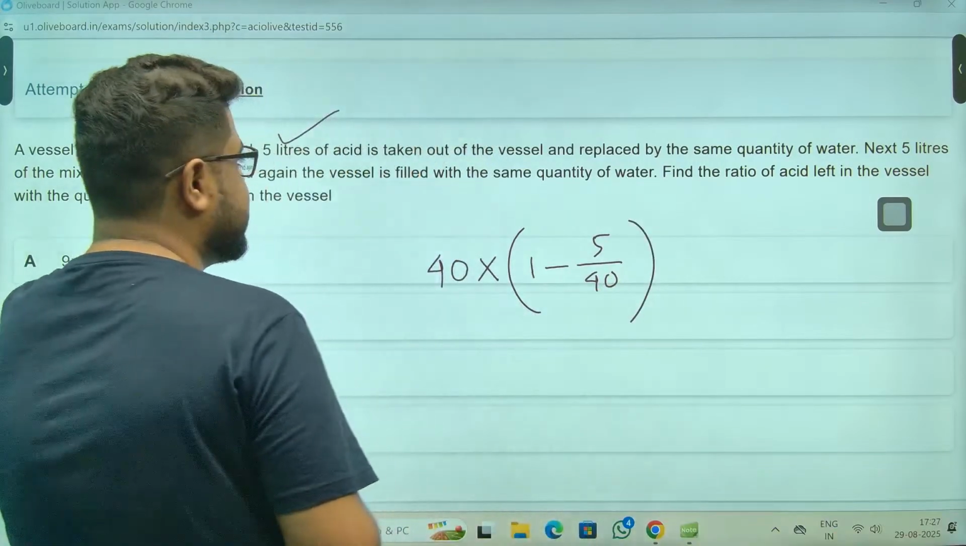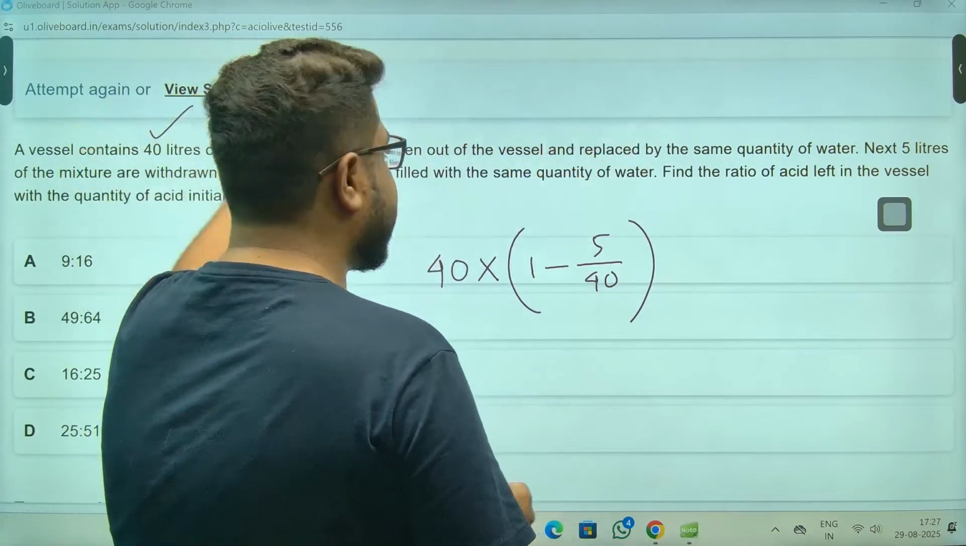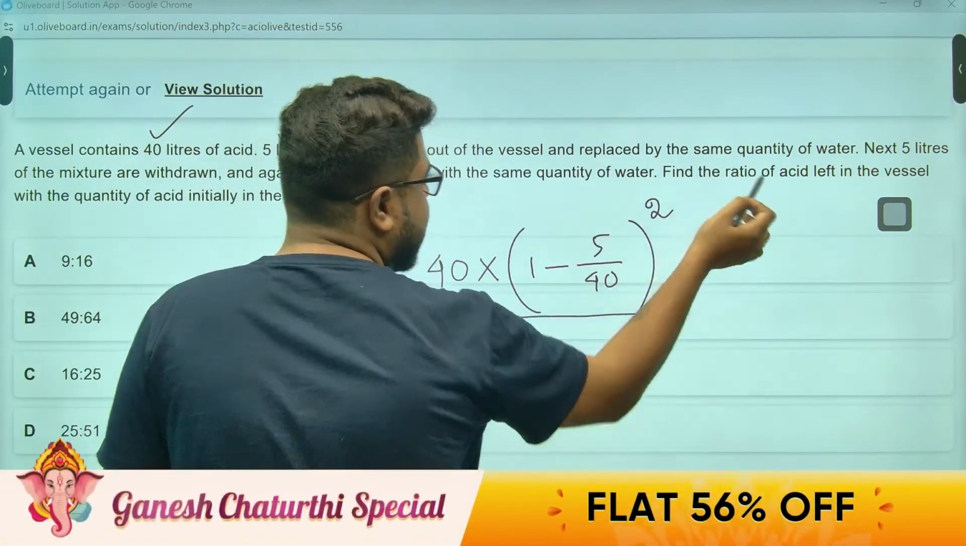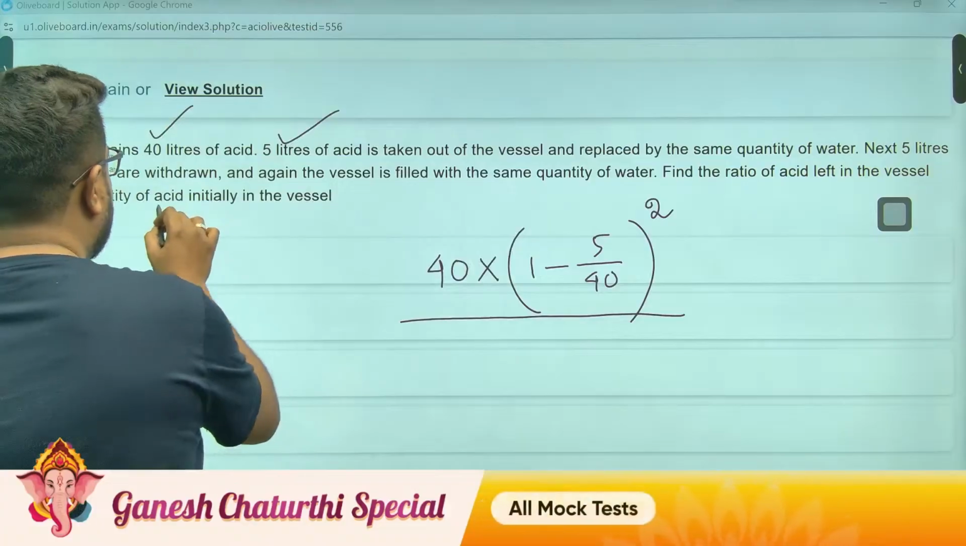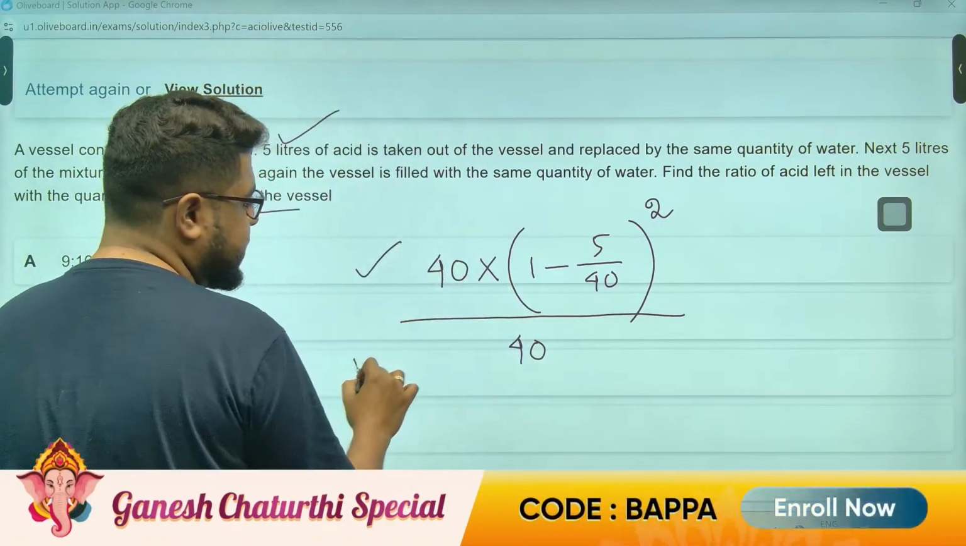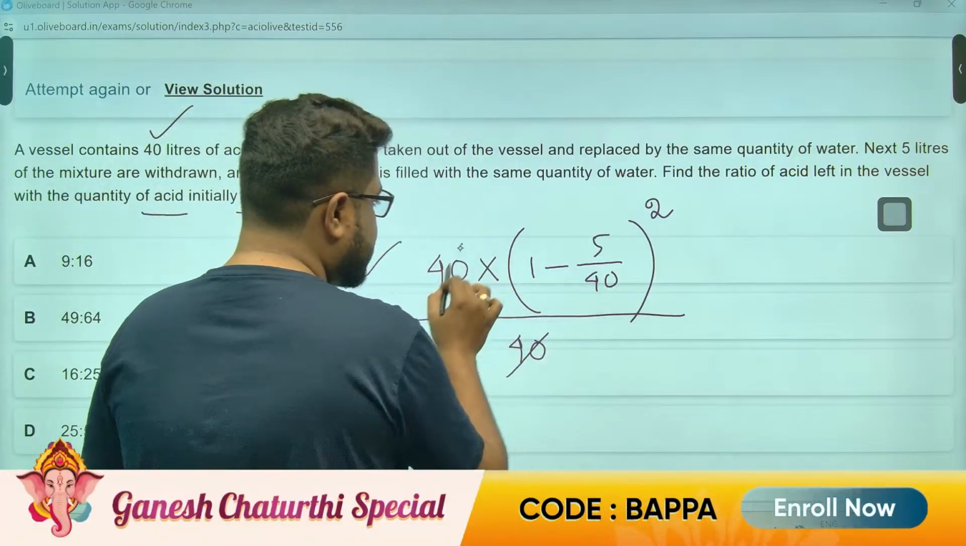How many repetitions? One time replaced, second time replaced. So 2 repetitions. And what are they asking? The ratio of final acid by initial acid, and initial was 40. That's the answer.